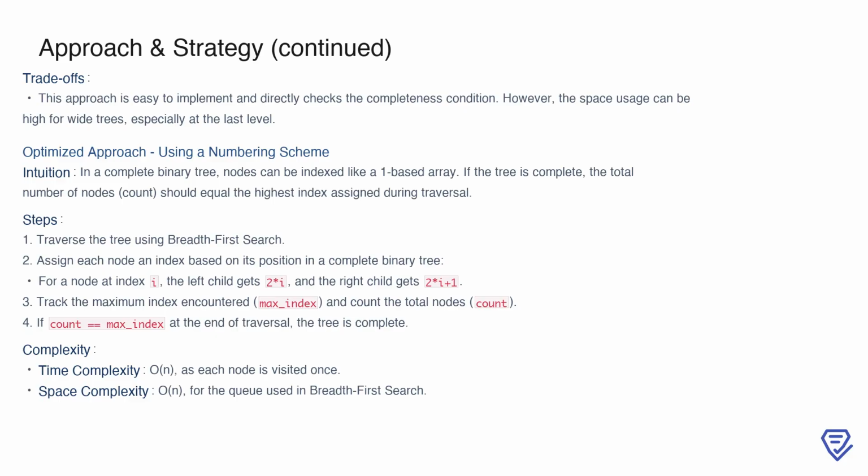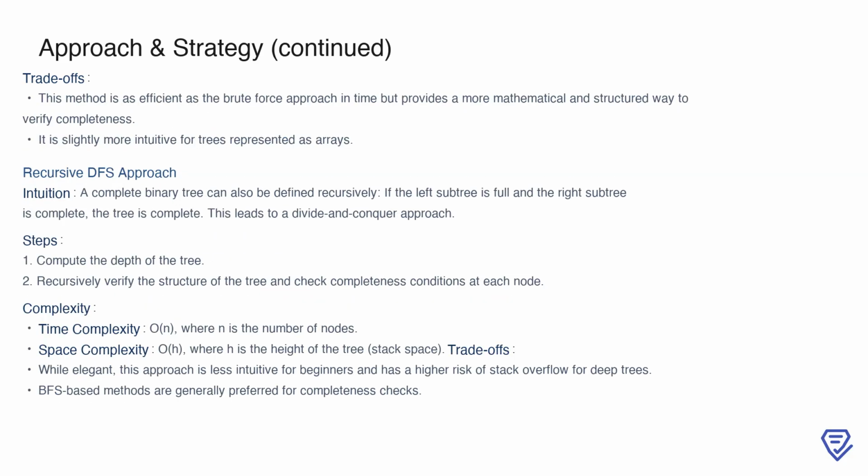Like the brute force method, this approach has a time complexity of O(n) and a space complexity of O(n), but it provides a more structured and mathematical way to verify completeness. The numbering scheme is an efficient and elegant approach, but it's not the only alternative.